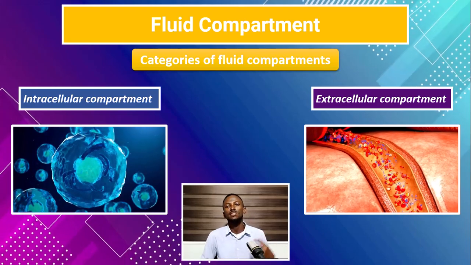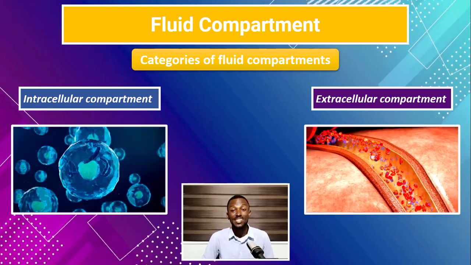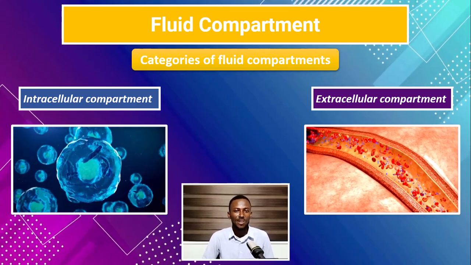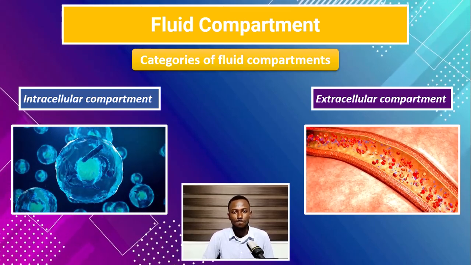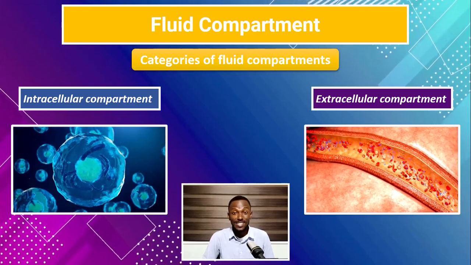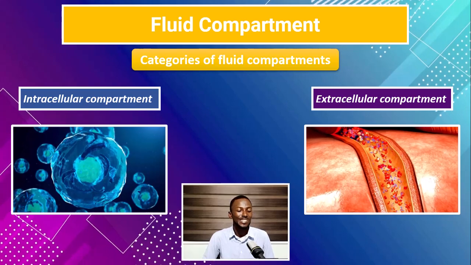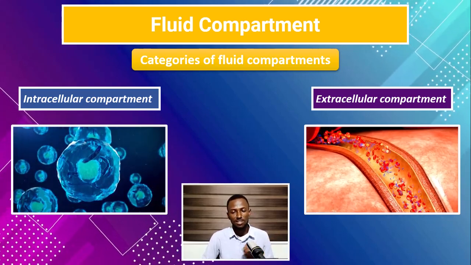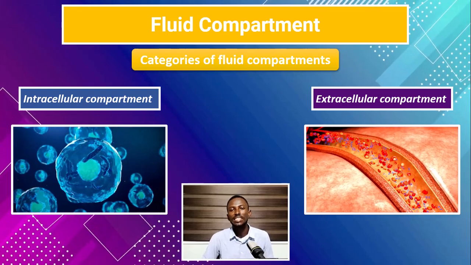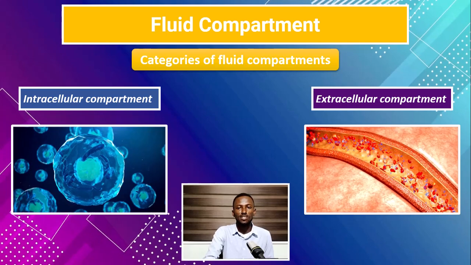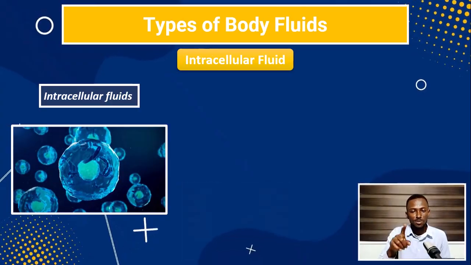So you have certain body fluids that are found in intracellular compartments, and you have certain body fluids that are found in extracellular compartments. So what do you think body fluids found in intracellular compartments are called? They are known as intracellular fluids. And those found in extracellular compartments are known as extracellular fluids. So let's take time to talk about each of these body fluids based on where they are located.